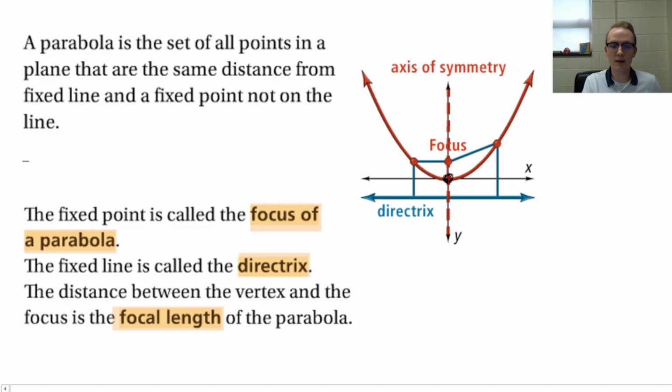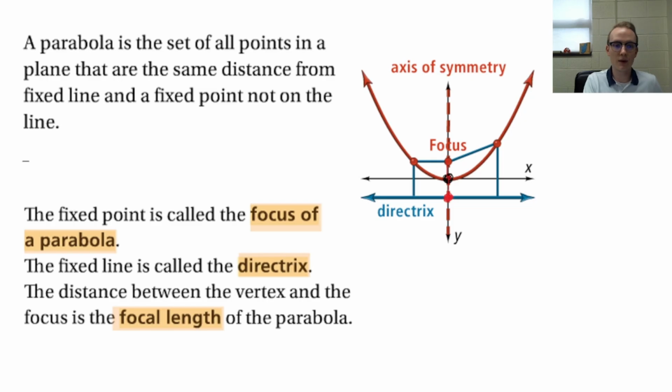But since it is right in the middle, this vertex is actually the midpoint of the focus and this point right here on the directrix. So we can find the vertex if we're given the focus and the directrix by just finding the point that's right in the middle of those two things, because every single point on this parabola is equidistant, okay?